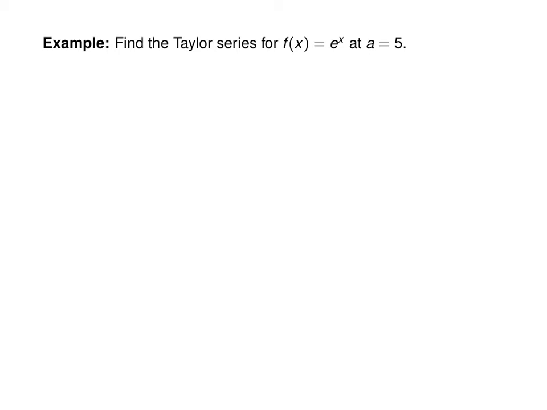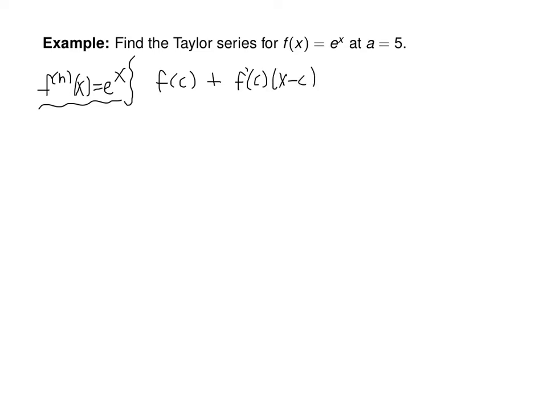So it is still the case that the nth derivative of e to the x is always e to the x. So the general form of a Taylor series is f of c plus f prime of c times x minus c plus the second derivative at c over 2 factorial times x minus c squared, etc.